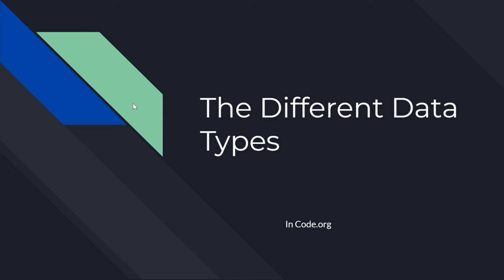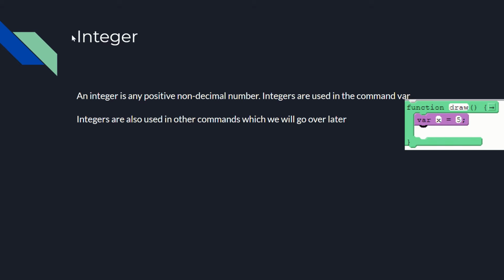code.org. So I have a little slideshow here. It's very basic. There's only a few words per slide. There are only two data types that are used in code.org. If I find any more, I'll put them in the comments or in the description down below, but we'll get right into this. The first one is an integer. An integer, I'm pretty sure many of you know, is any positive non-decimal number.